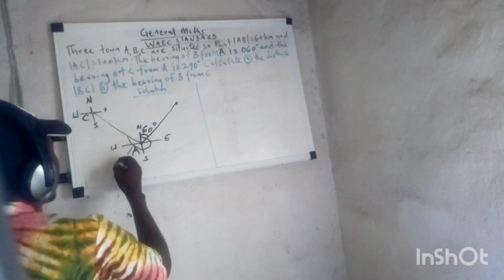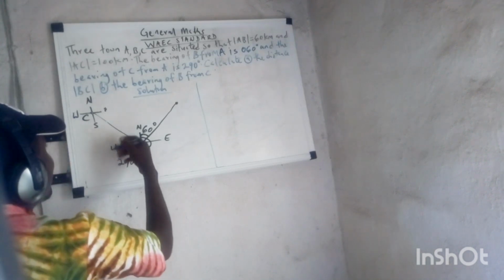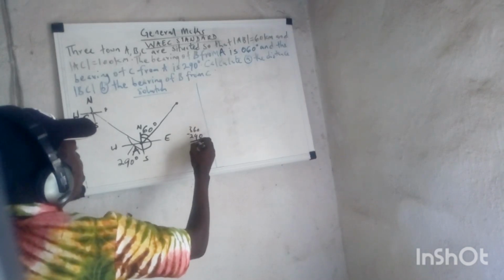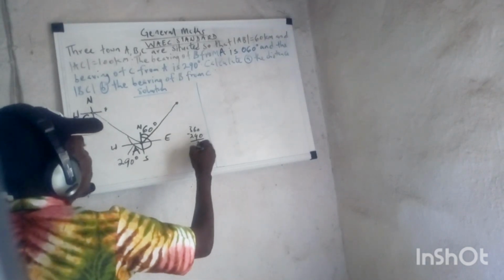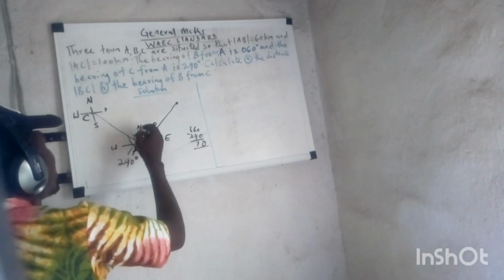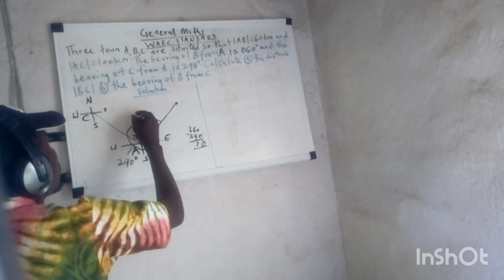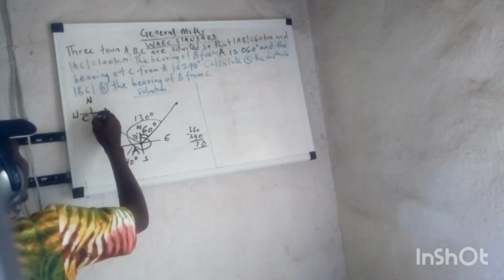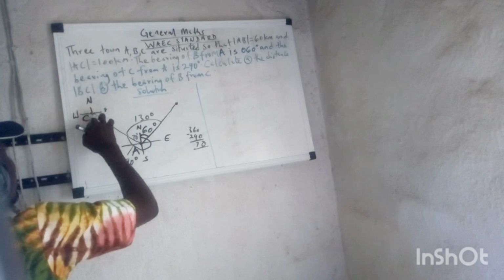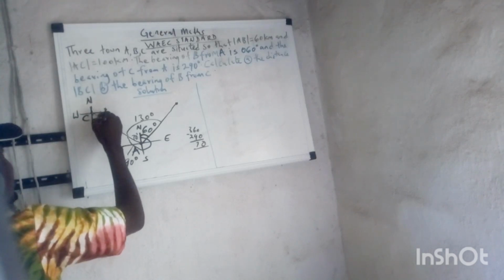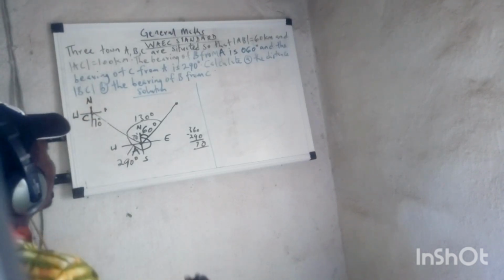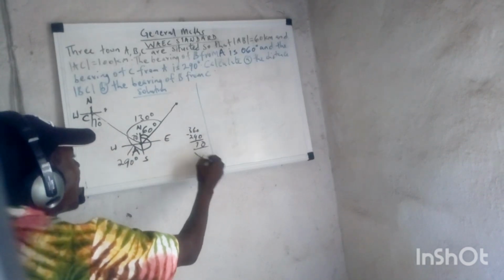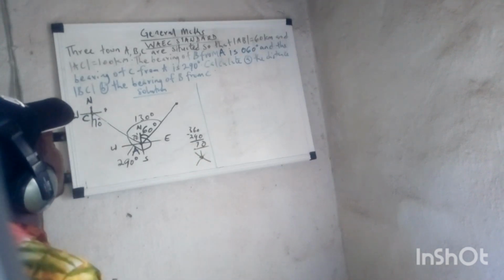This is 290 degrees. If you subtract it from 360, 360 minus 290, you get 70. So this becomes 70 degrees, and the entire angle will now be 130 degrees. Also, the alternate angle will become 70 degrees. 360 minus 290 is the angle at the point. We are familiar with that: angle at a point is 360 degrees.